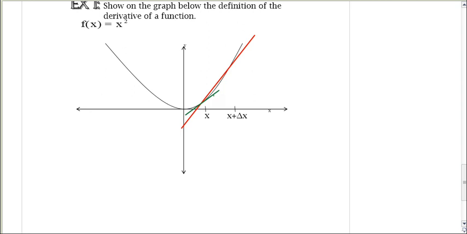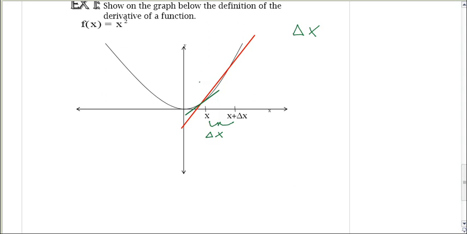I'll say it again. My goal is to try to get that red line to become that green line. If I can do that, I can figure out what the slope of a tangent line to a curve at the point x is. So let's go over some basic vocab. Delta x just means a small change. And delta x is this distance right here, from x to x plus delta x. That distance is just delta x, a small change.